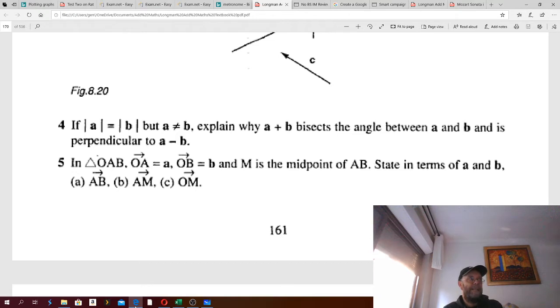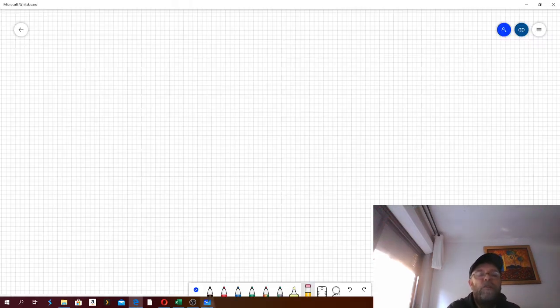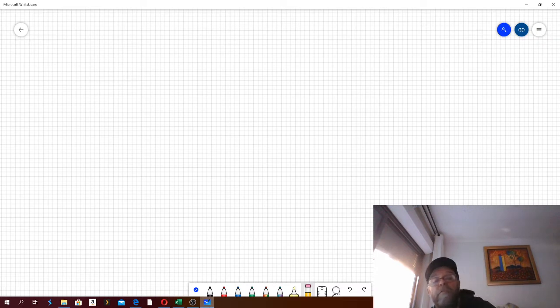Now, number 4 says that if the magnitude of A is equal to the magnitude of B, in other words, the sizes of the vectors are equal, but the vectors themselves, A does not equal B, in other words, their direction could be different. Explain why A plus B bisects the angle between A and B and is also perpendicular to A minus B. For you to do this one, you're going to have to draw, and generally all the vector questions we do will be drawing questions.